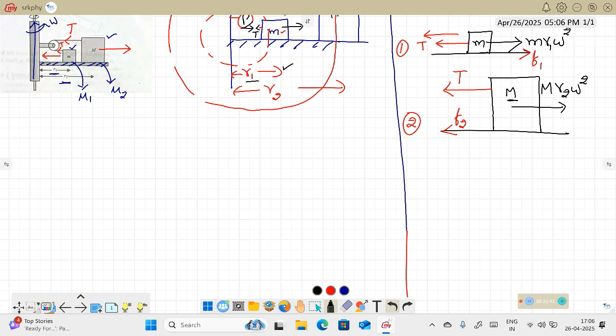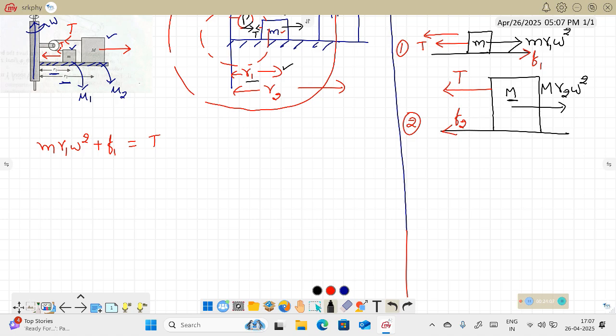First, using the small m. From the free body diagram I can write it. What is the net force direction? The net force direction is towards the right side. That means I can write m r1 omega square plus the friction F1 is equal to tension T. Both are equal and opposite.